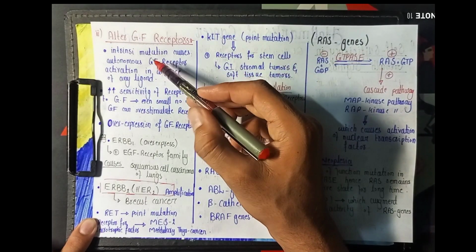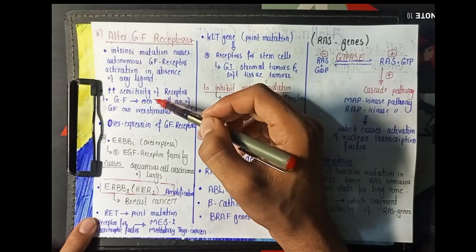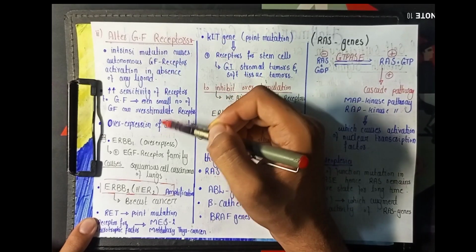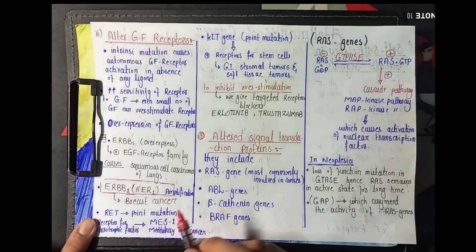The first one is the intrinsic mutation in the growth factor receptor. Second one is increased sensitivity, and third one is the overexpression. All of these changes lead to all the neoplastic changes.